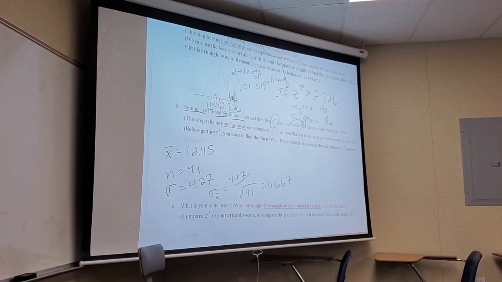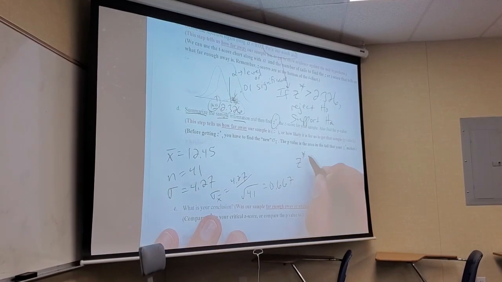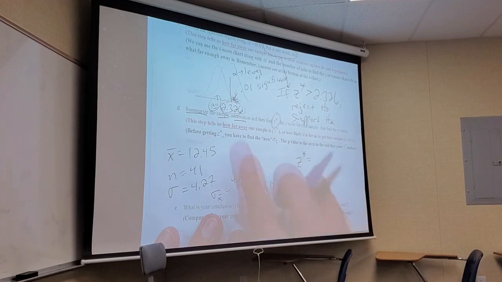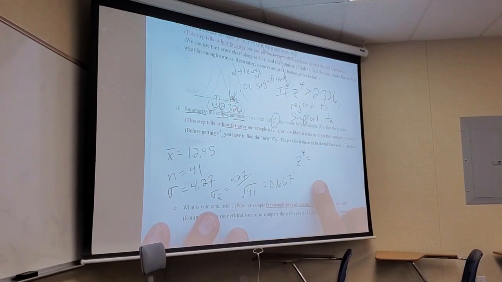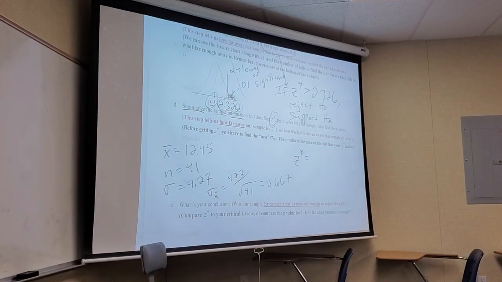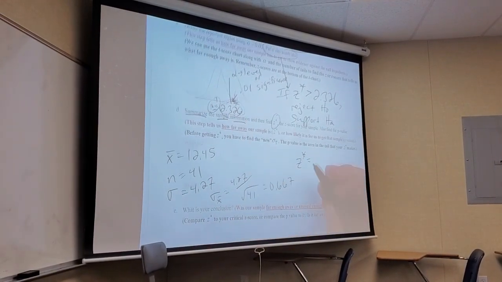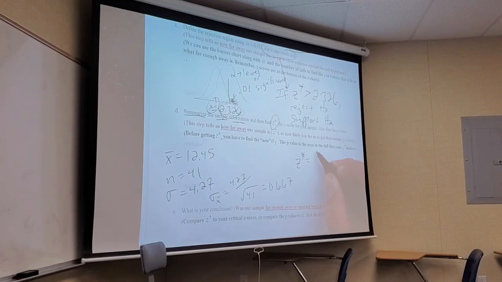So that's old news. We've done that before, right? And I'm calling it Z star, and the only reason I do that is because there's already a Z score here. So I just wanted to differentiate. This is the one we're calculating, this is the one we're trying to beat, right? To show evidence for HA, we're trying to beat this.